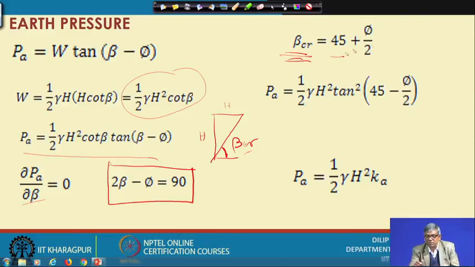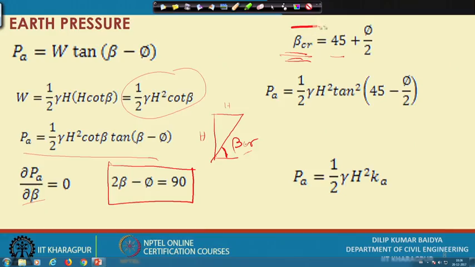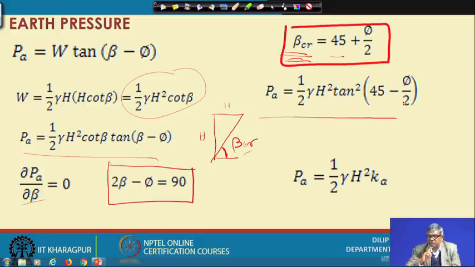So, that is actually 45 degree plus phi by 2. What I have shown initially, without understanding what the plane direction would be, I have just mentioned 45 degree plus phi by 2. Now we can see we got it mathematically: this is 45 degree plus phi by 2. Now, this beta r, 45 degree plus phi by 2, if you substitute in this, then your P A will become half gamma h square tan square 45 degree minus phi by 2, and this can actually be written as half gamma h square into K.